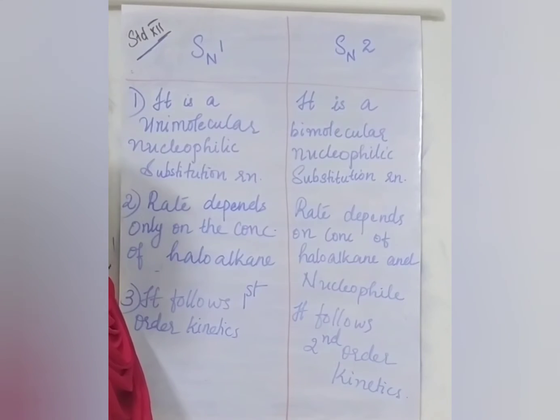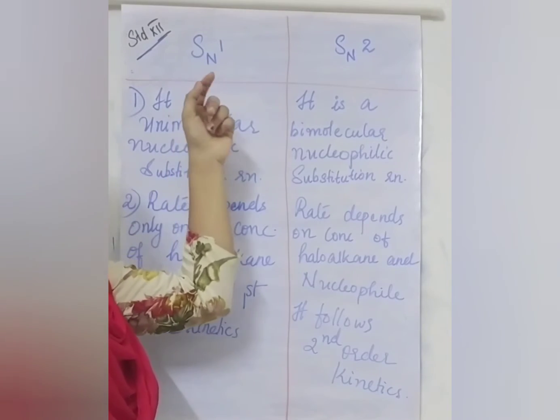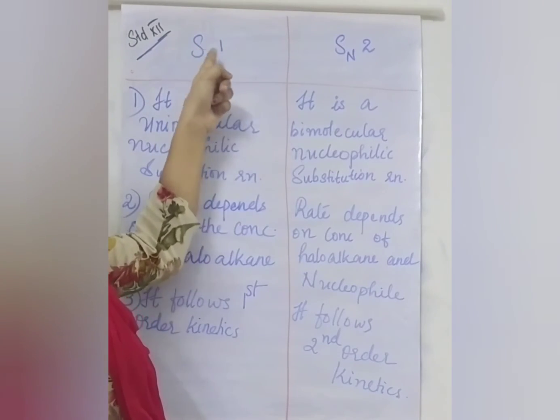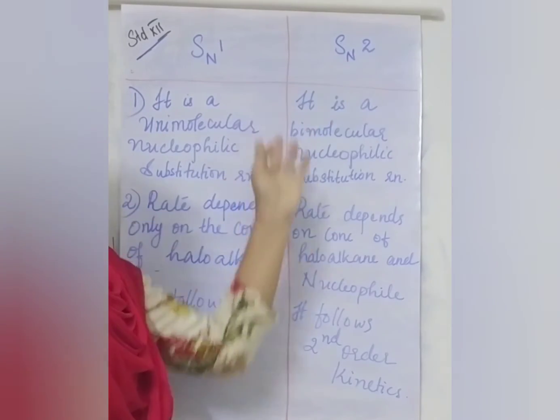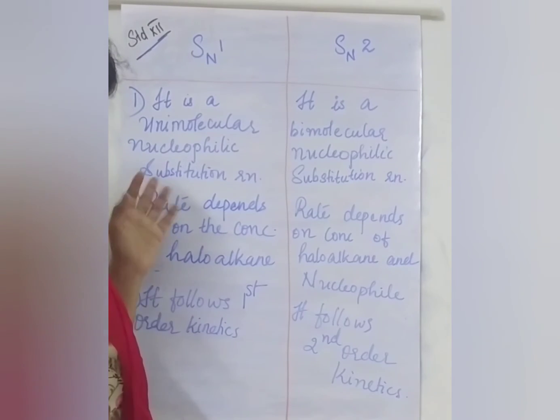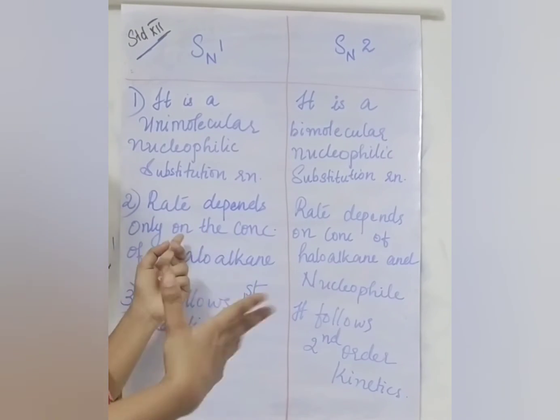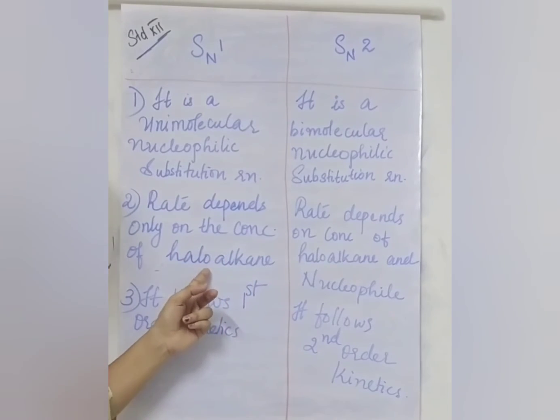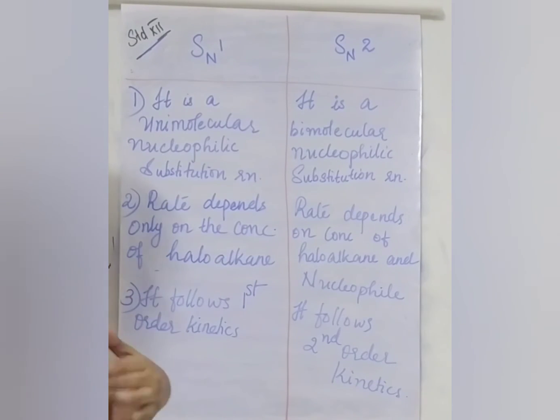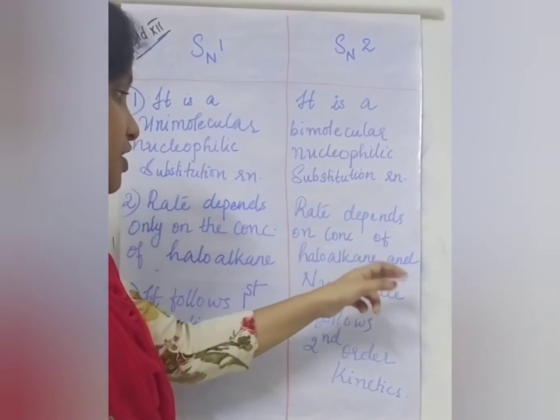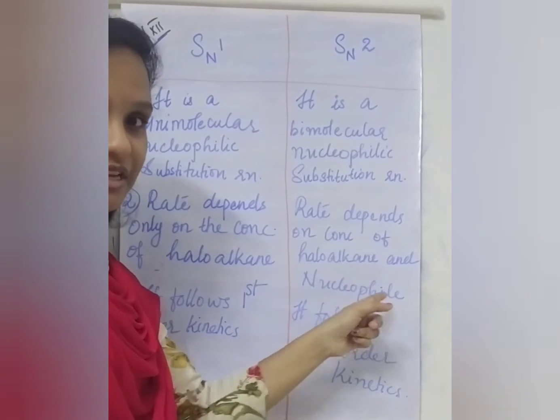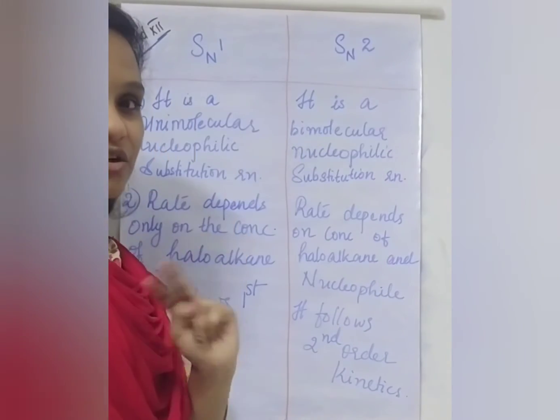Now let's see the differences between SN1 and SN2 mechanisms. First, you have to define what is SN1. That is one difference. It is a unimolecular nucleophilic substitution reaction. Here SN2 is a bimolecular nucleophilic substitution reaction. So the first difference is over. Second, what does the rate depend on? Rate depends only on the concentration of haloalkane in the case of SN1, that's why it follows first order kinetics. In the SN2 mechanism, rate depends on the concentration of both haloalkane and nucleophile, so it follows second order kinetics.